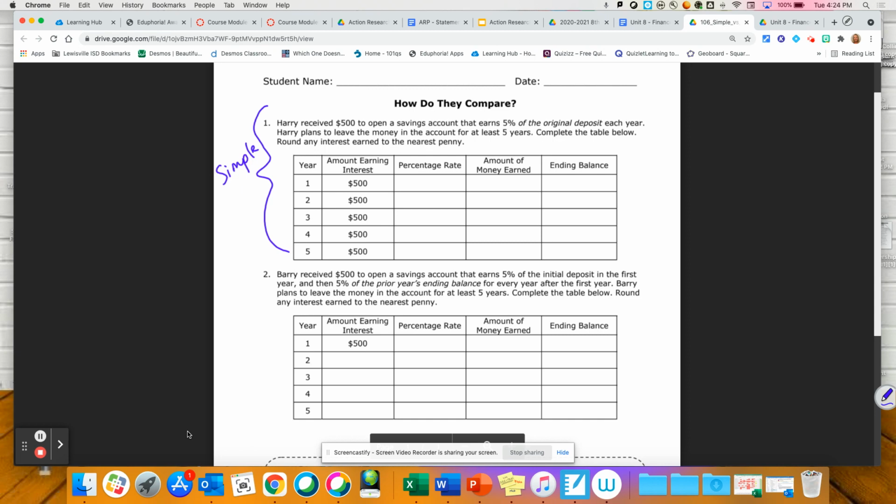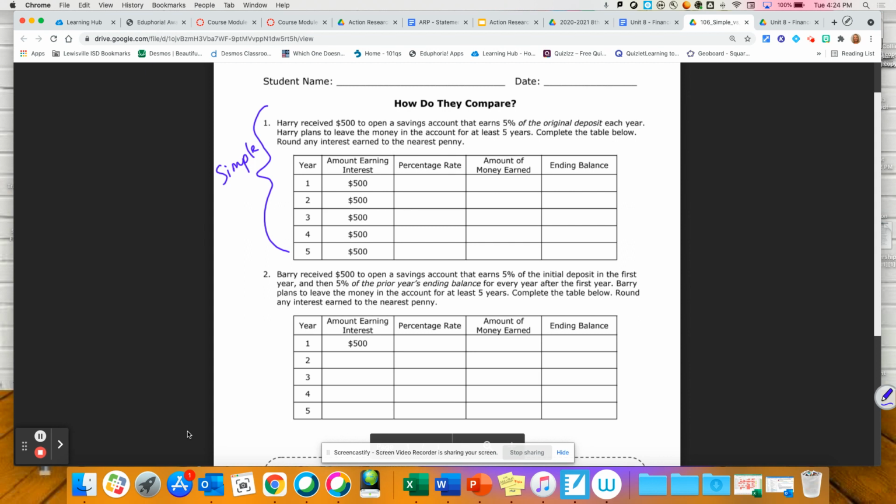So Harry received $500 to open a savings account that earned 5% of the original deposit each year. Harry plans to leave the money in the account for at least 5 years. We're going to complete the table below. We're going to round any interest earned to the nearest penny.